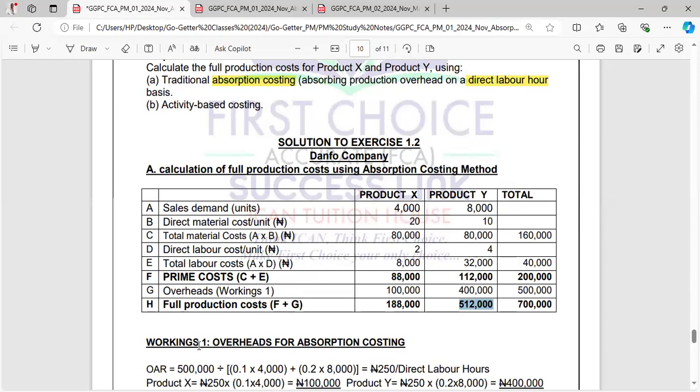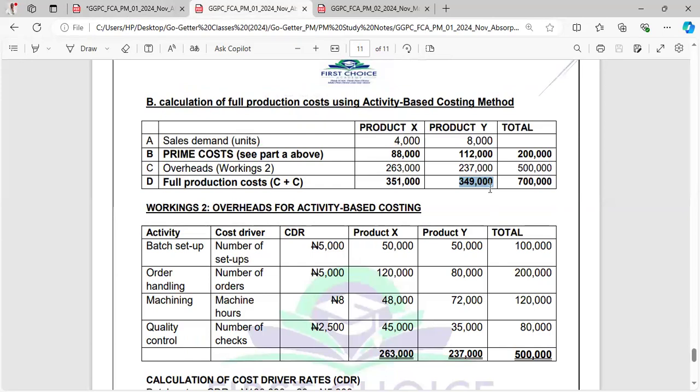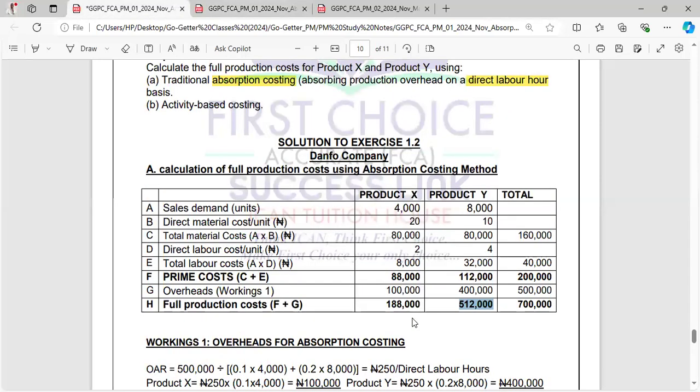None is better than the other. It's just a way of realigning your costs. You see here that in activity-based costing, it favored product Y, because in absorption costing, product Y was absorbing 512, but here it's absorbing 341. Whereas this activity-based costing does not favor product X. Look at why it's absorbing 351, unlike 188.